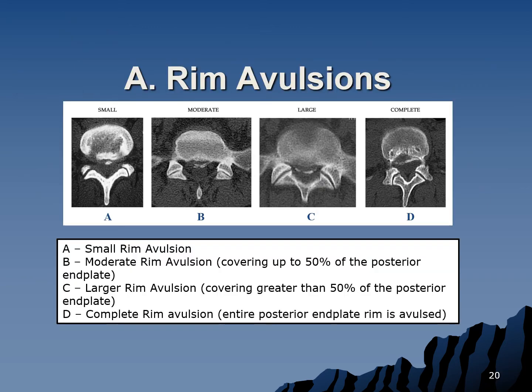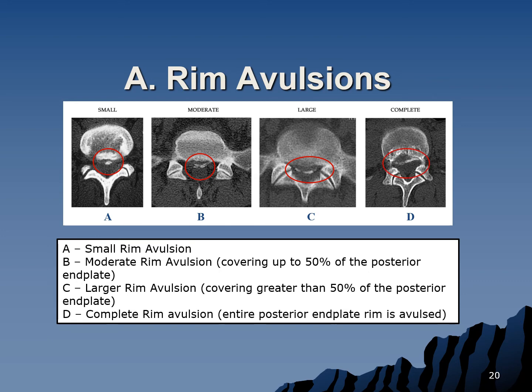Here's the rim avulsions. So let's take a look at these. A is a small rim avulsion. You see that little white speck. B, moderate. So what are we actually looking at here? We're actually looking at the end plate busting off of the vertebral body. C is a large one, and then D is what they call complete.